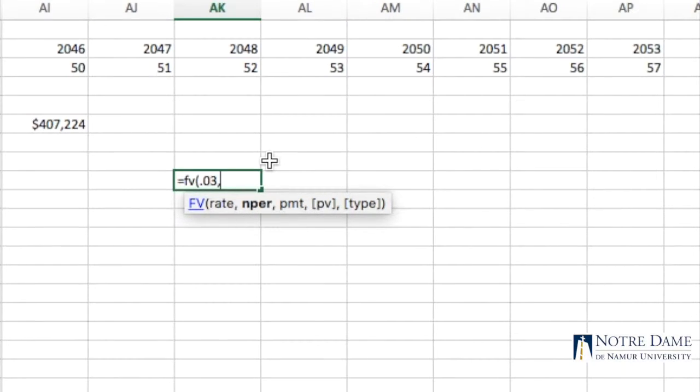How many payments per year? One payment for how many years? Let's say 32, or I'm sorry, 30 years. And what's the payment? The payment's 0. And what's the present value? How much do teachers make today? They make like $60,000 a year. End parentheses, enter.